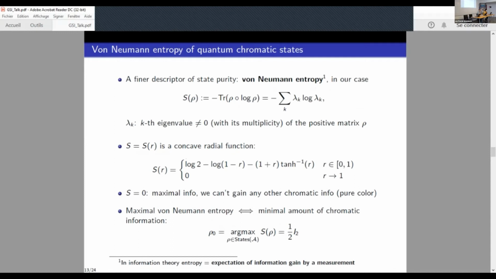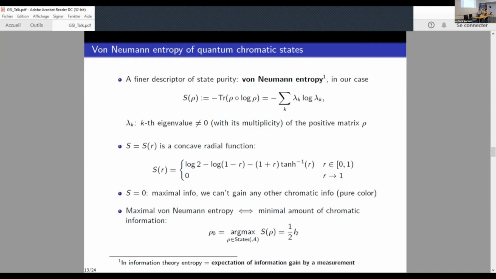It is a radial concave function that has this expression, and it can be prolonged by continuity to R equal 1 by setting the von Neumann entropy to 0. Since the von Neumann entropy is the expectation on information gain after our measurement, von Neumann entropy equal to 0 means that we have maximal information when we are considering pure colorimetric states.